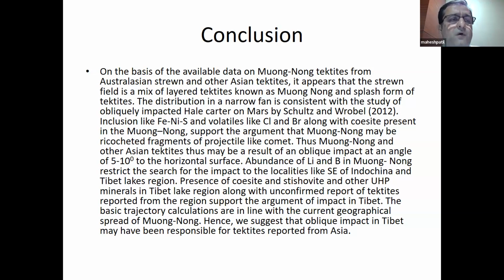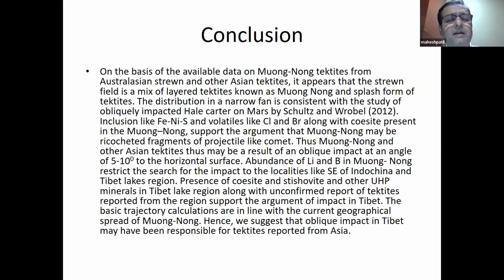So FENIS is found in comets. So this may be a cometary fragment. That's our argument. So this may be a ricocheted fragment of a projectile-like comet. Thus, Myeongdong and other Asian tektites may be the result of an oblique impact at an angle of 5 to 10 degrees to the horizontal surface. Abundance of lithium and boron in Myeongdong restricts the search area, because if they have lithium and boron, what is the source for it?